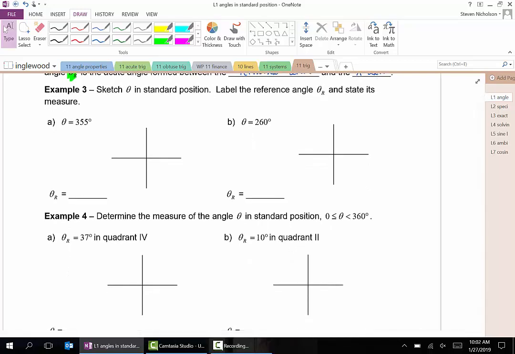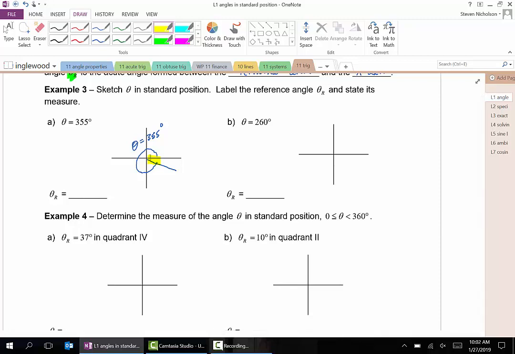Now I'm always going to highlight the reference angle, theta r. So again, 355 degrees is, we're going to go all the way through to 270 and almost back to 360. And here's going to be theta. So theta is equal to 355 degrees. And what we're going to do in order to determine our theta r, so I'm going to highlight theta r in yellow all the time.